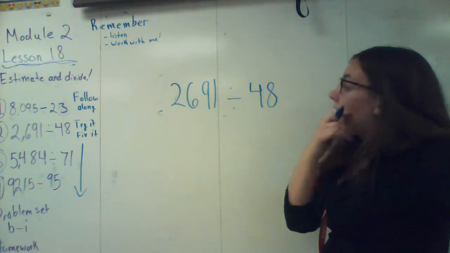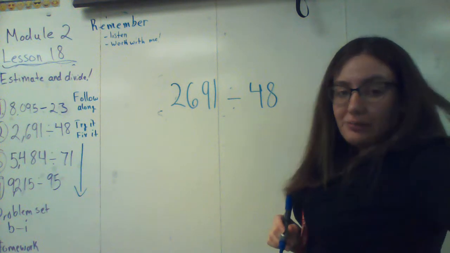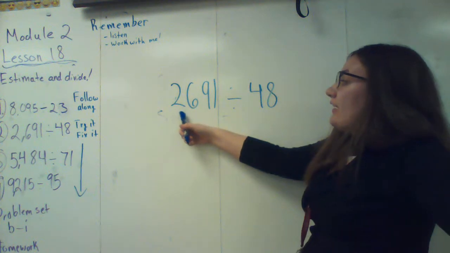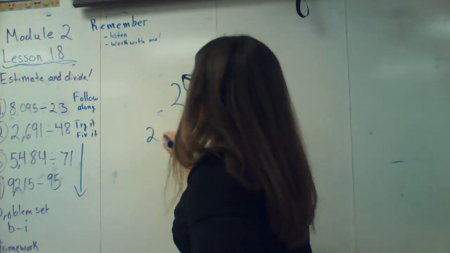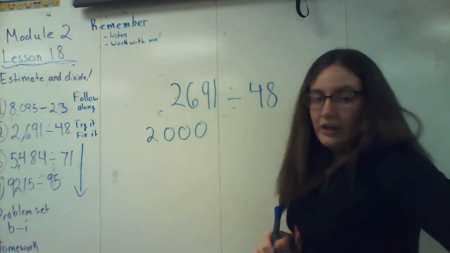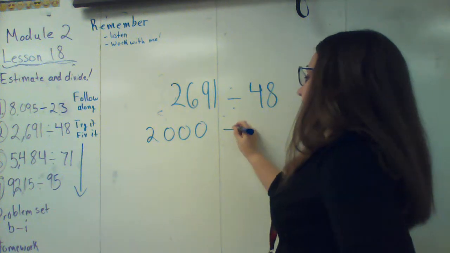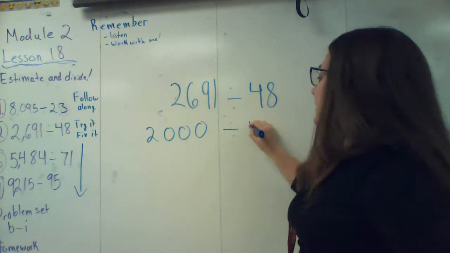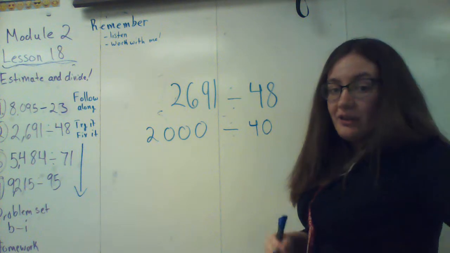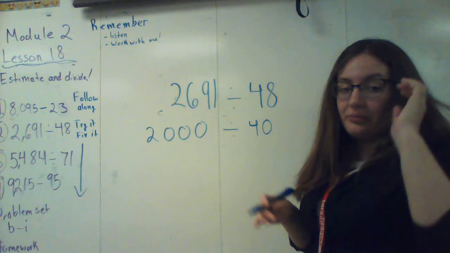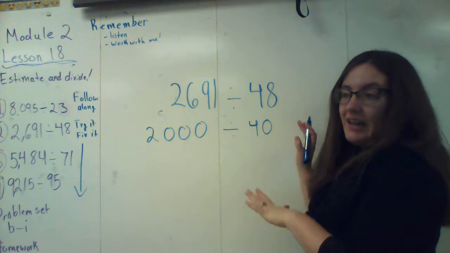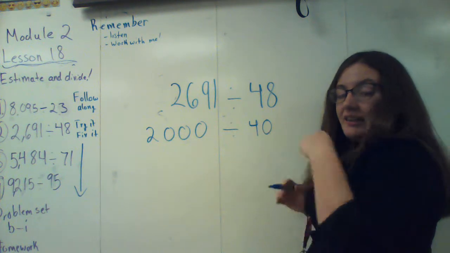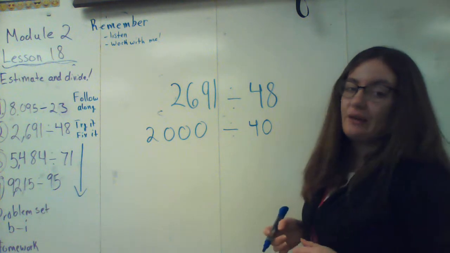When I take a look at this problem, I see a couple of different options. The first option is I could round this to 2,000, and this is where I'm kind of breaking the rules. And then I could round this one to 40. I'm going to show you a couple different ways that we could solve this problem. If you don't see the one that you did up on the board, that's fine. Sometimes you might think of different ways to do it than I do. That's why I'm doing multiple examples.